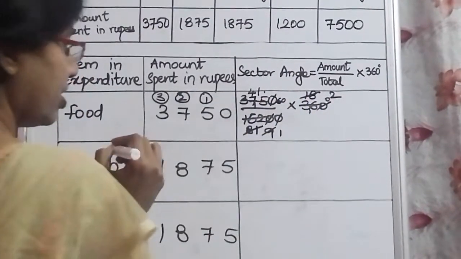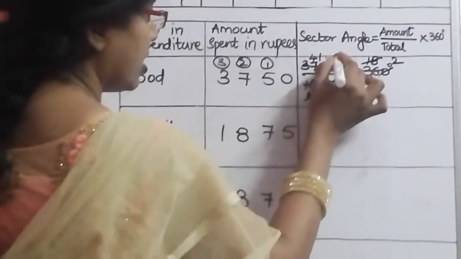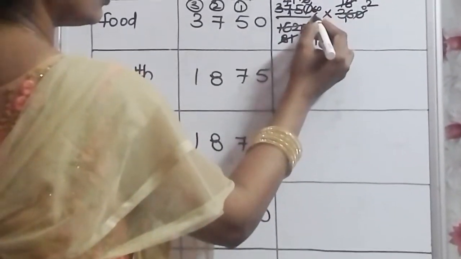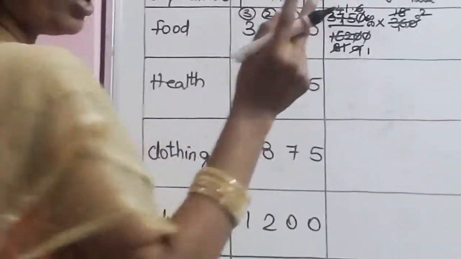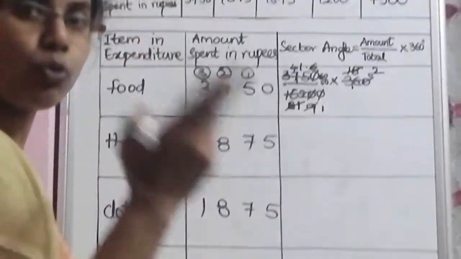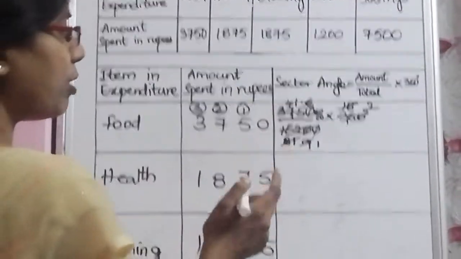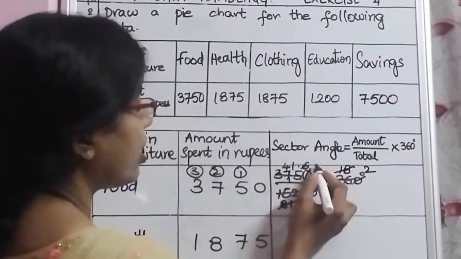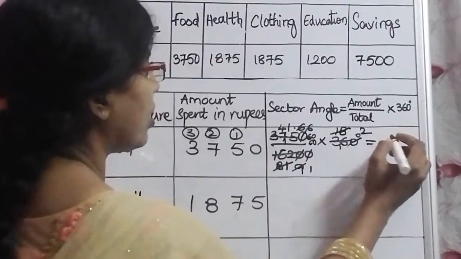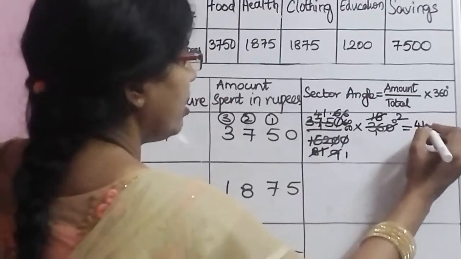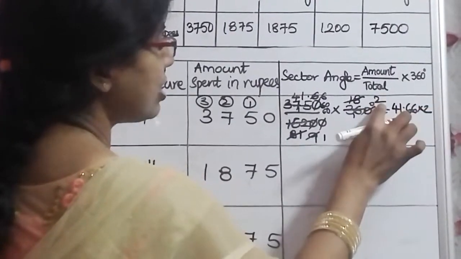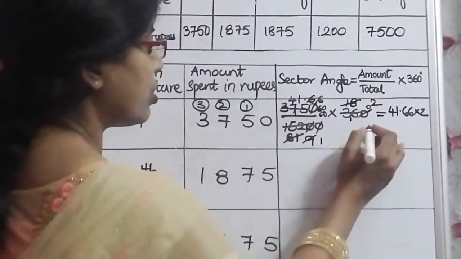Because I kept a point, it is 60. 9 6s are 54. 60 minus 54 is 6 is the remainder. 2 digits after the point, find out 2 digits. Always remember, after the point you have to find out 2 digits. So here 60 again. So 6 times. So this is nothing but 41.66 into 2. 2 is left here and 41.66 you got here.